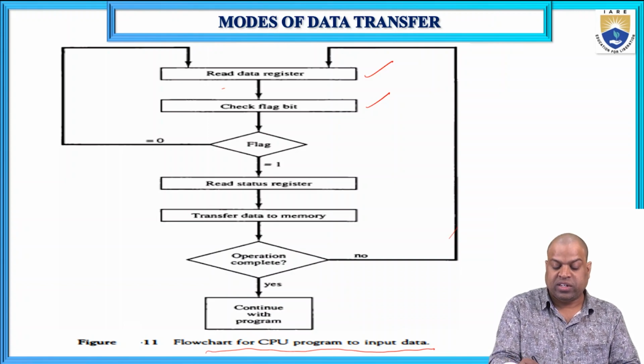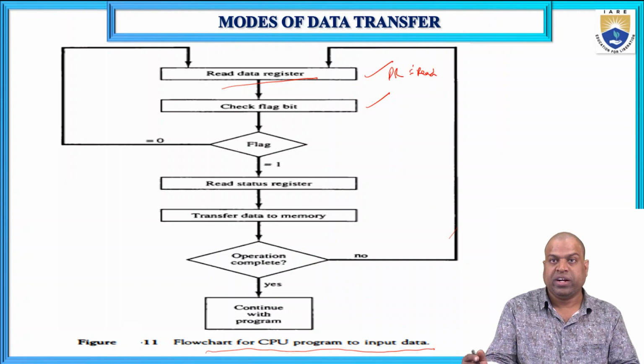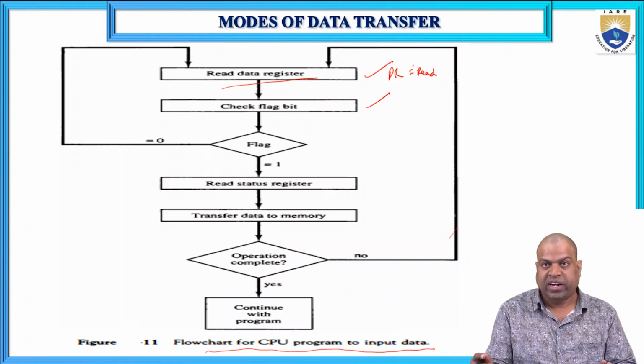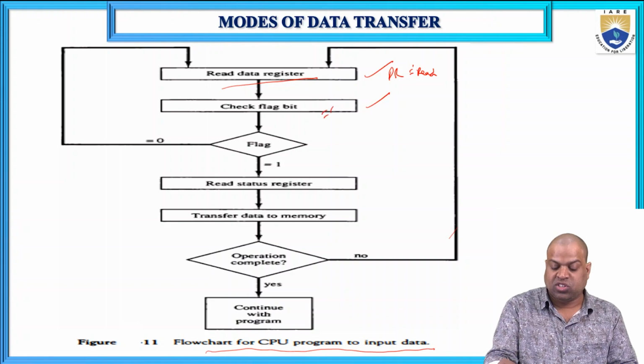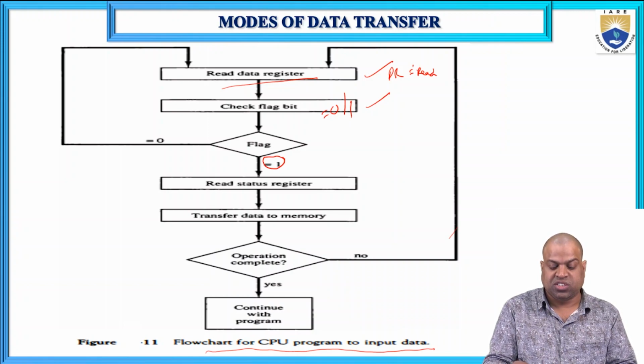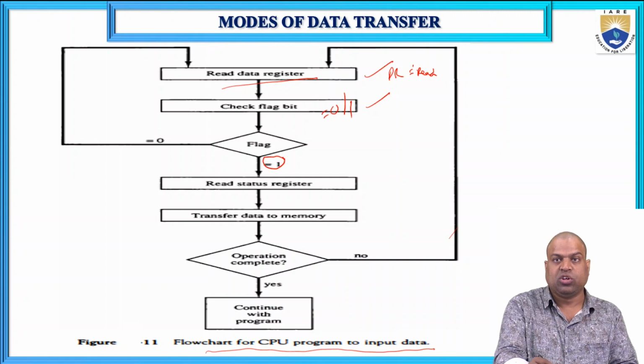So read data register. What is a data register? I am taking it as the data register being read. It will be reading the data register. So what data is there in the register? It will be read. And check whether the flag bit is equal to 0 or 1. If flag equals 1, then it is going to go to the read operation and then go to exit. If it is 0, again it goes to the first read operation, starting again.